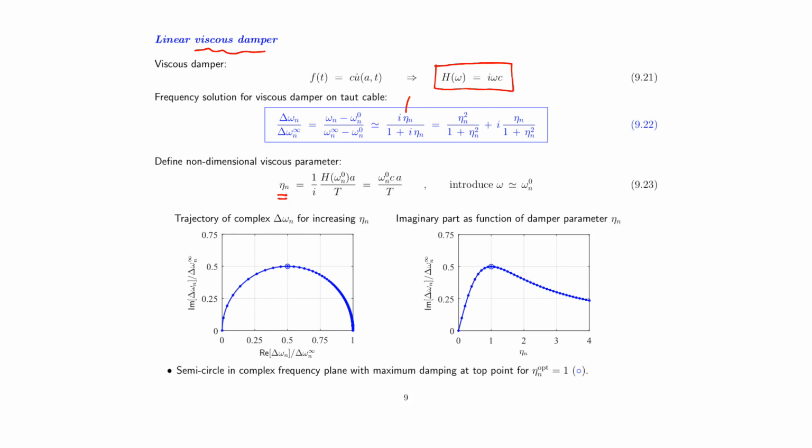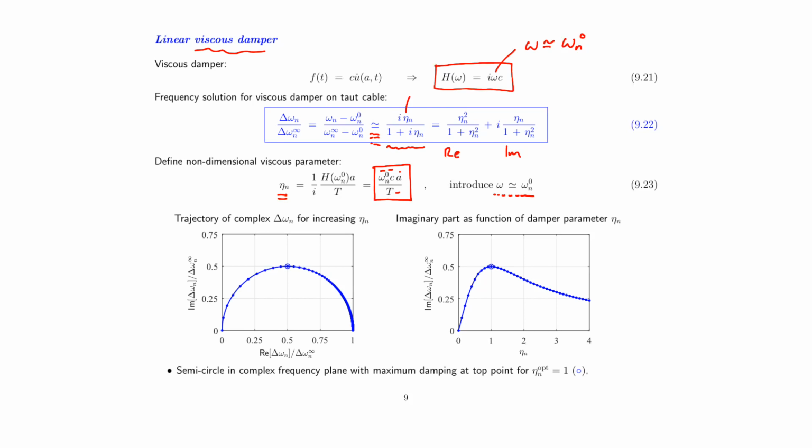And when introducing the viscous damper and assuming that omega is approximately equal to the undamped natural frequency, then we get an eta value that is equal to omega c multiplied by A divided by T, where on the right-hand side we have introduced this approximation. So the expression is as well an approximation, but it takes on a very simple form. It's i eta divided by 1 plus i eta. And this you can write in terms of its real part and its imaginary part.